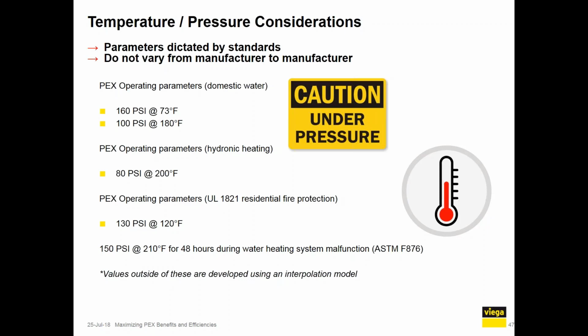Viega, as well as some other PEX manufacturers, carry PEX fire sprinkler fittings and tubing. And these are products that are approved for UL 1821 fire sprinkler protection for 13D application. Viega's system is approved for 1 and 2 family homes only. Our metallic systems are approved for other applications, but this is just our PEX system, and those performance parameters are 130 PSI at 120 degrees. So it's always important to know the differences in these different installations so that you're making sure that the system matches the performance requirements.